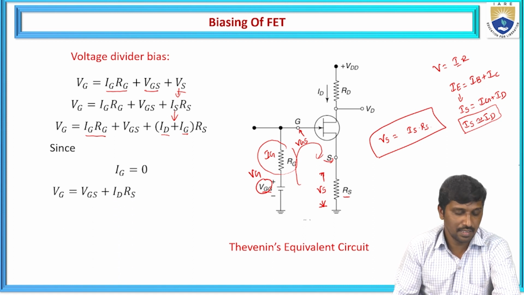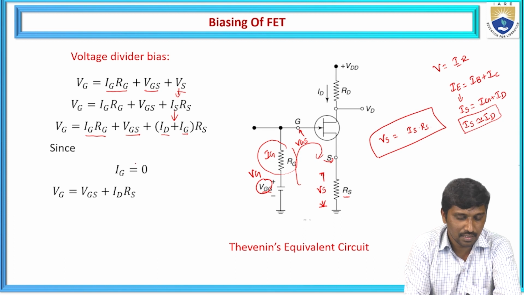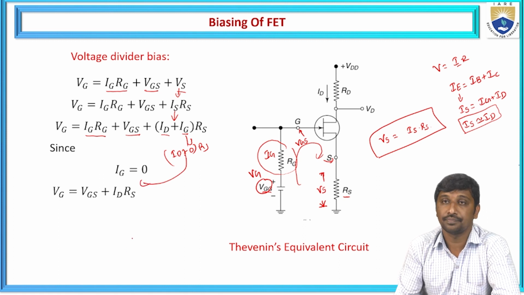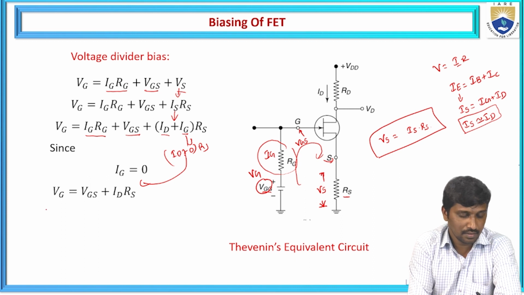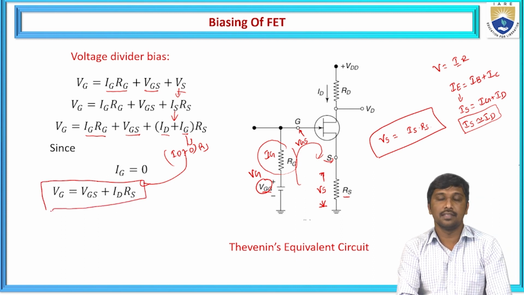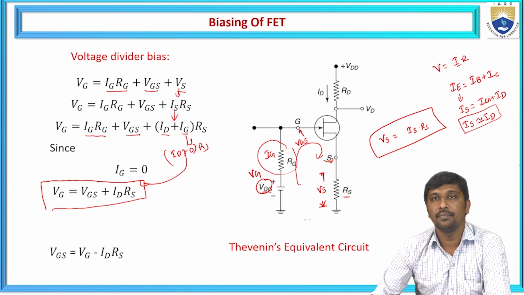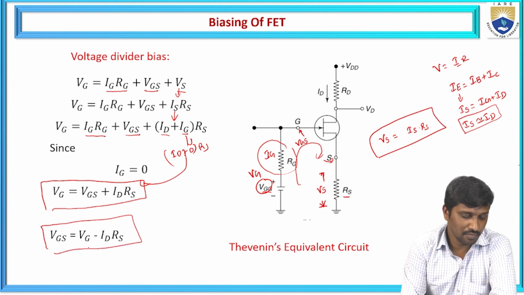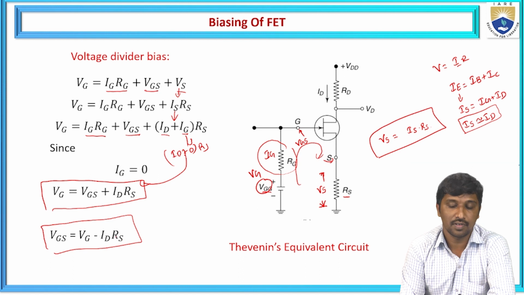Hence, the Vg becomes only the Vgs term plus Id plus 0 times Rs, so that becomes Id times Rs. This gate voltage is required to bias the gate terminal. And from this, I am going to calculate the VGS. VGS is equal to Vg minus Id times Rs.